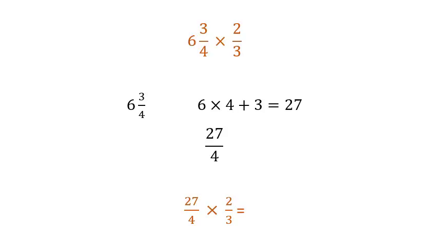If you were to take 27 and divide it by 4, it would come out to 6.75, which is the same thing as 6 3/4.